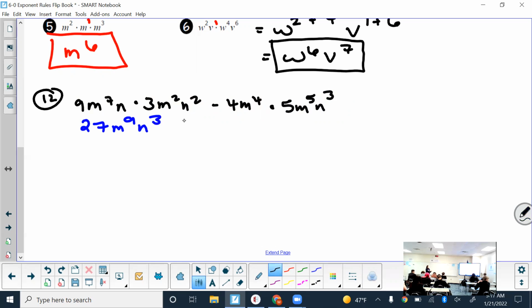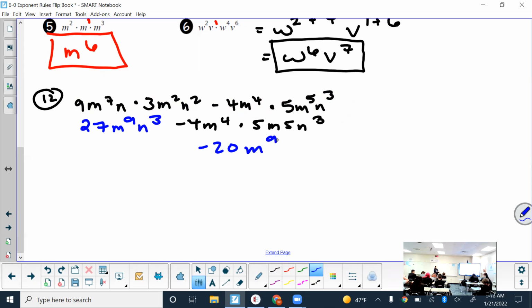I'm gonna rewrite everything. I'm gonna bring everything down. But I still have some more multiplication to do before subtracting. I have to multiply these 2 terms here in black. So multiply them out. What's negative 4 times 5? Negative 20, good. I get m to what power? M to the 9th power.